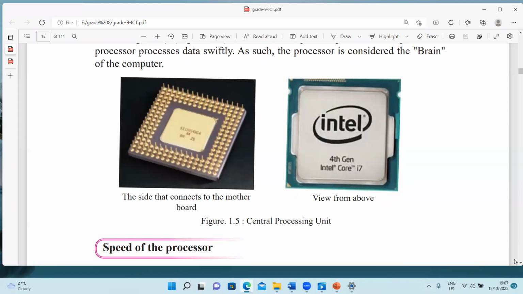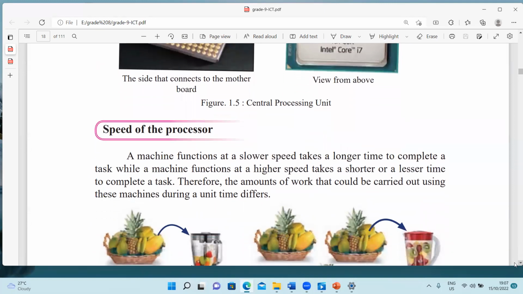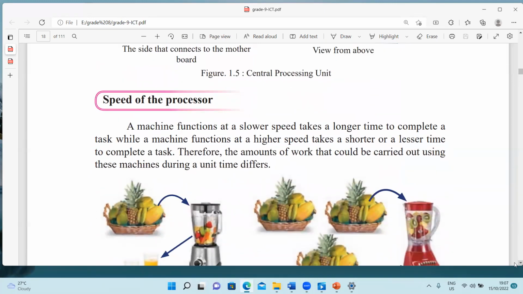Speed of the processor. Next one is the speed of the processor. Now just look at this one. A machine that functions at a slower speed takes a longer time to complete the task, while a machine that functions at a higher speed takes less time to complete the task.